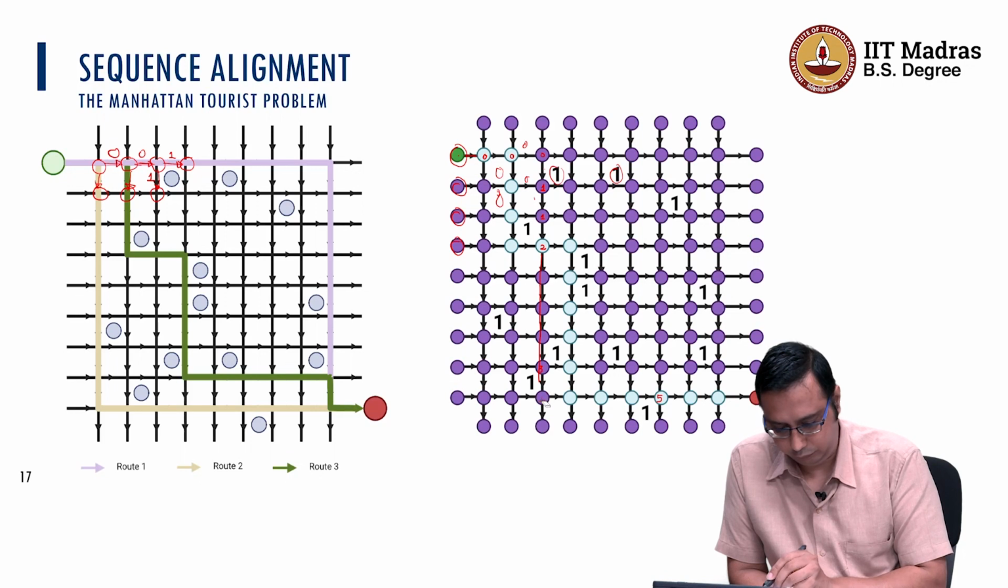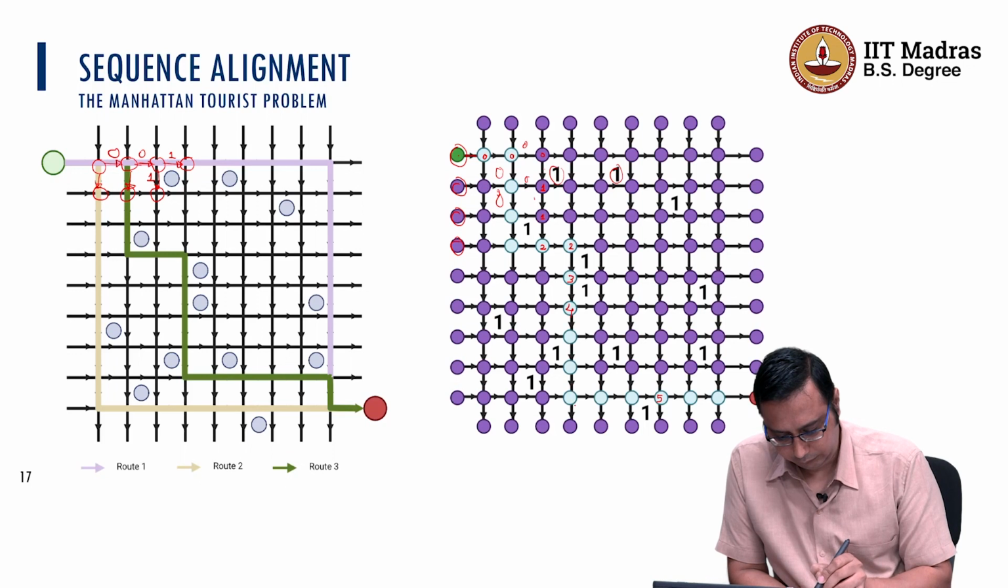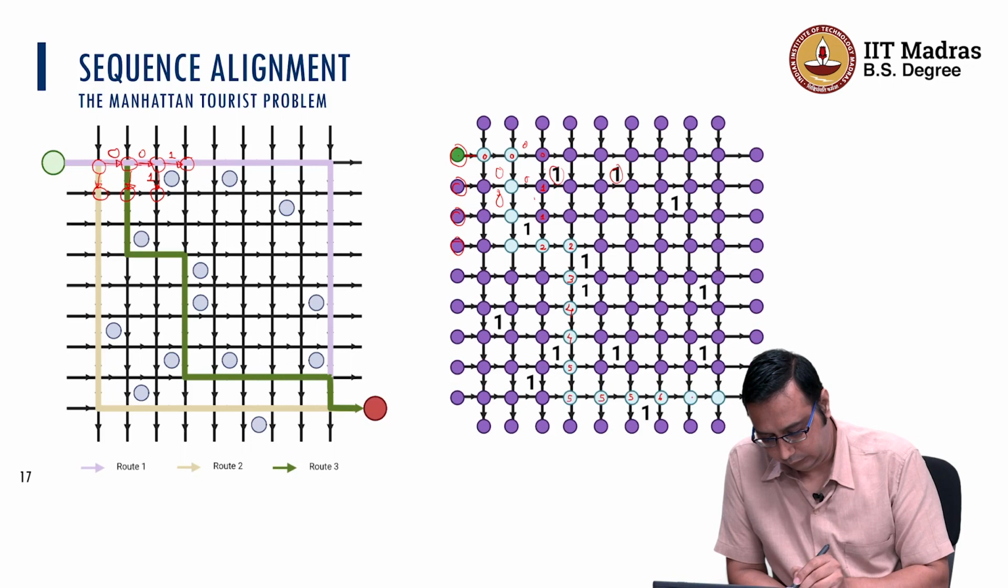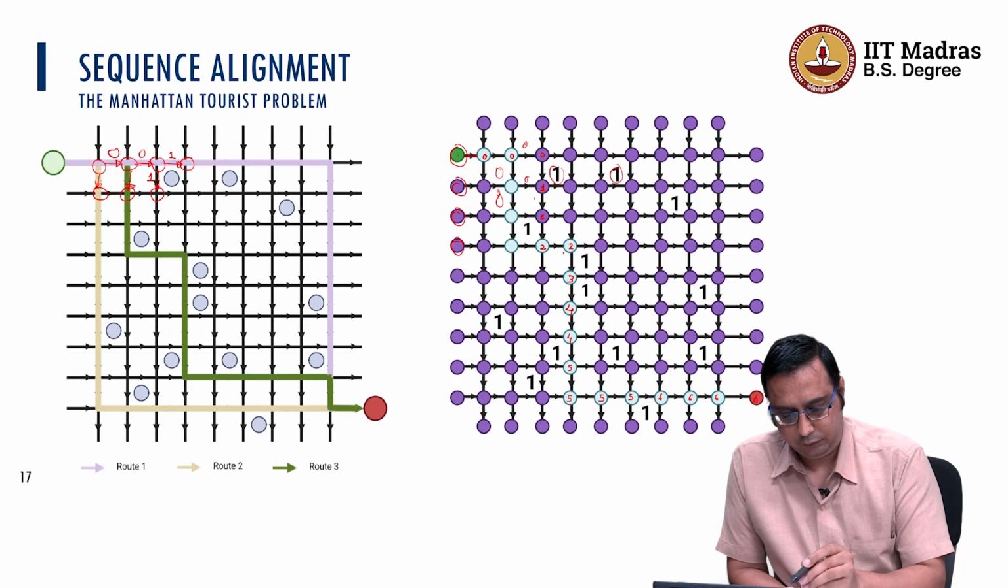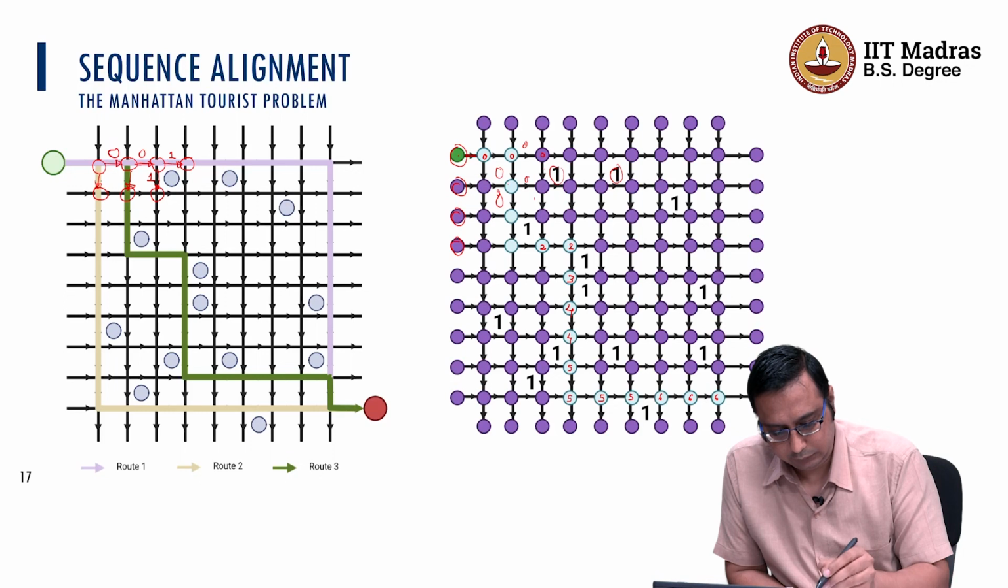Or I can follow the path which we have followed in blue. 2, 3, 4, 4, 5, 5, 5, 5, 6, 6, 6, and 6. So, this is the path I am following. Okay, I can follow the blue path.